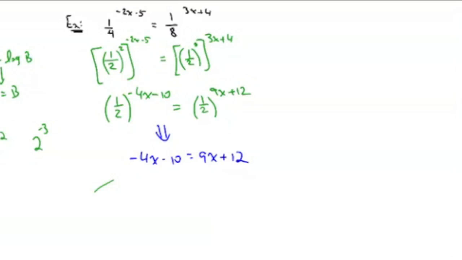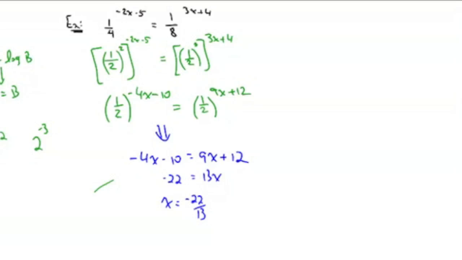Add 4x to the other side, you get 13x. Subtract 12, you get negative 22. So x is equal to negative 22 over 13. Some ugly number. Is it the answer?